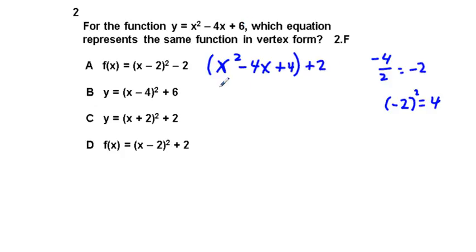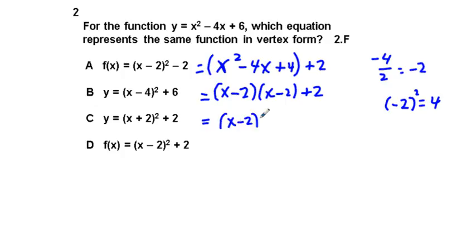Plus you have this 2 extra outside the parentheses. So we can rewrite this quantity x squared minus 4x plus 4 as x minus 2 times x minus 2, plus 2, which is equal to quantity x minus 2 squared plus 2, which is our answer choice. That's our answer choice D.